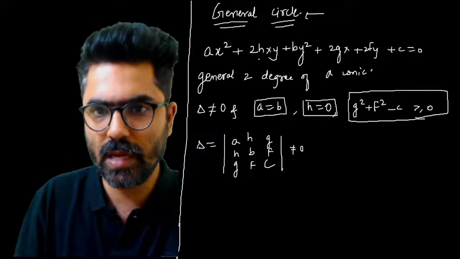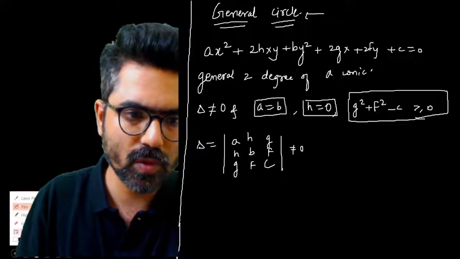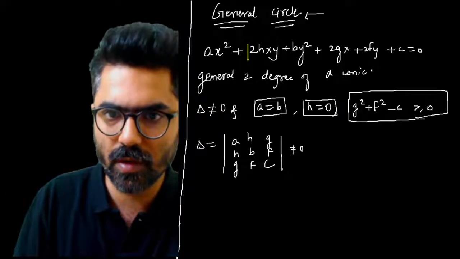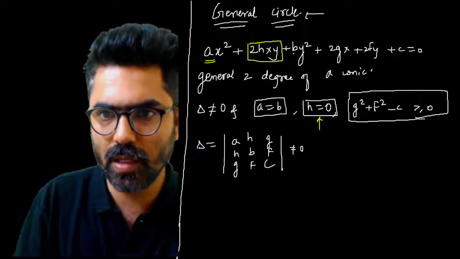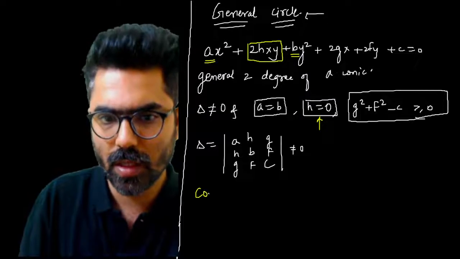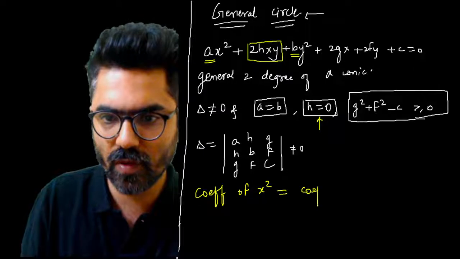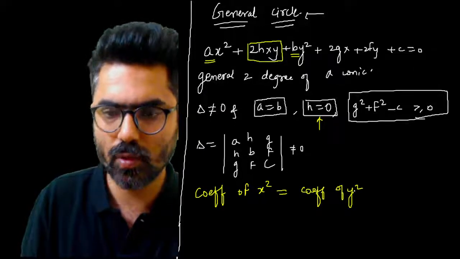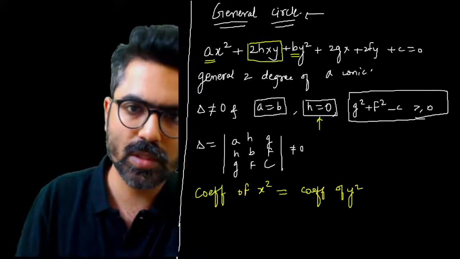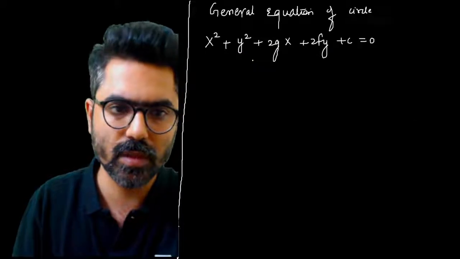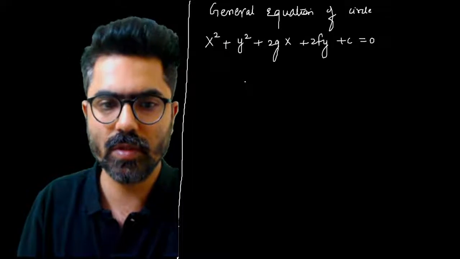As you can see, a and b have been taken as 1. h is not there. This term hxy should not be there. In a circle, we don't observe the xy term. h is 0. And a and b, the coefficient of x square and the coefficient of y square, should be the same. In a circle, always remember this part, the coefficient of x square and coefficient of y square both should be equal. This is the general circle. Now instead of remembering all this, try to remember at least this one: x square plus y square plus 2gx plus 2fy plus c equal to 0 is the equation of a circle.